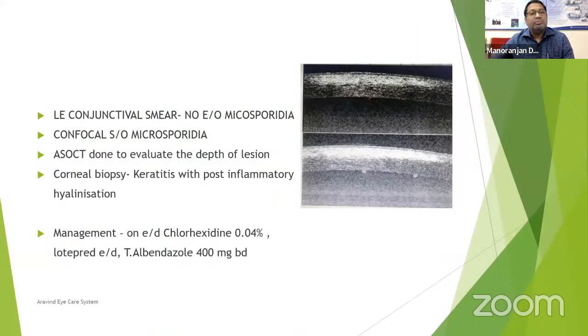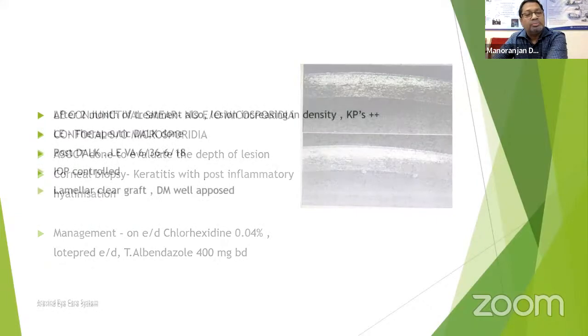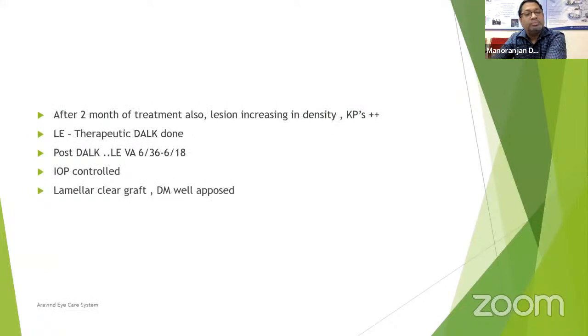Left eye conjunctival smear showed no evidence of microsporidia. Confocal was suggestive of microsporidia. ASOCT was done to evaluate the depth of the lesion. Corneal biopsy showed keratitis with post-inflammatory hyalinization. After 2 months of treatment also, the lesion was increasing in density, KPs were present. Therapeutic DALK was done in the left eye. Post-DALK left eye visual acuity 6/36 improved to 6/18. IOP was controlled, lamellar graft clear and DM well opposed.